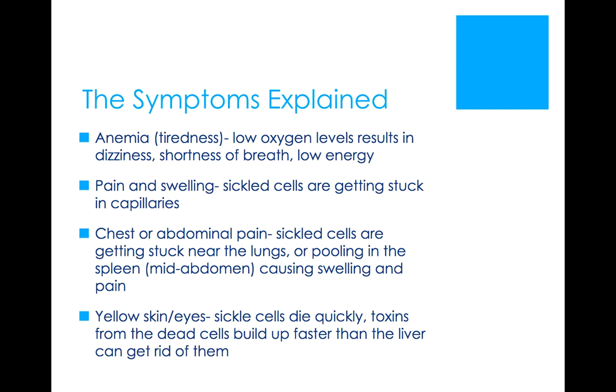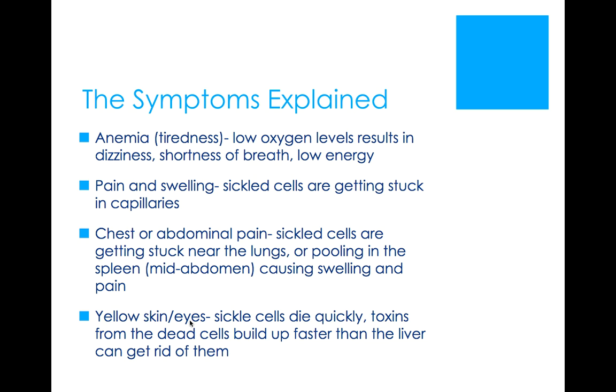He also has some pain and swelling. Again, they're getting stuck, so that could connect to our pain and swelling. He also had chest and abdominal pain. And so what's happening here is his cells are getting stuck near the lungs in particular. This is just one of the common places they get stuck. They can also pool in the spleen. Your spleen is there to help recycle old blood cells, so they travel there quite often, and they break down and recycle parts. And so when they get stuck there, it causes the pain that he's feeling in his abdomen.